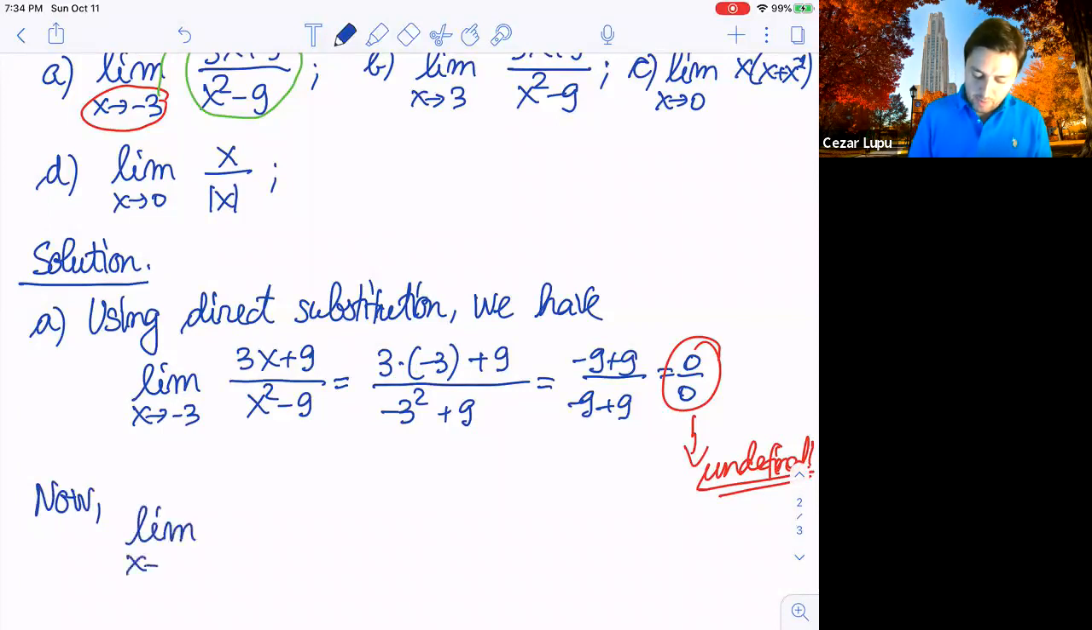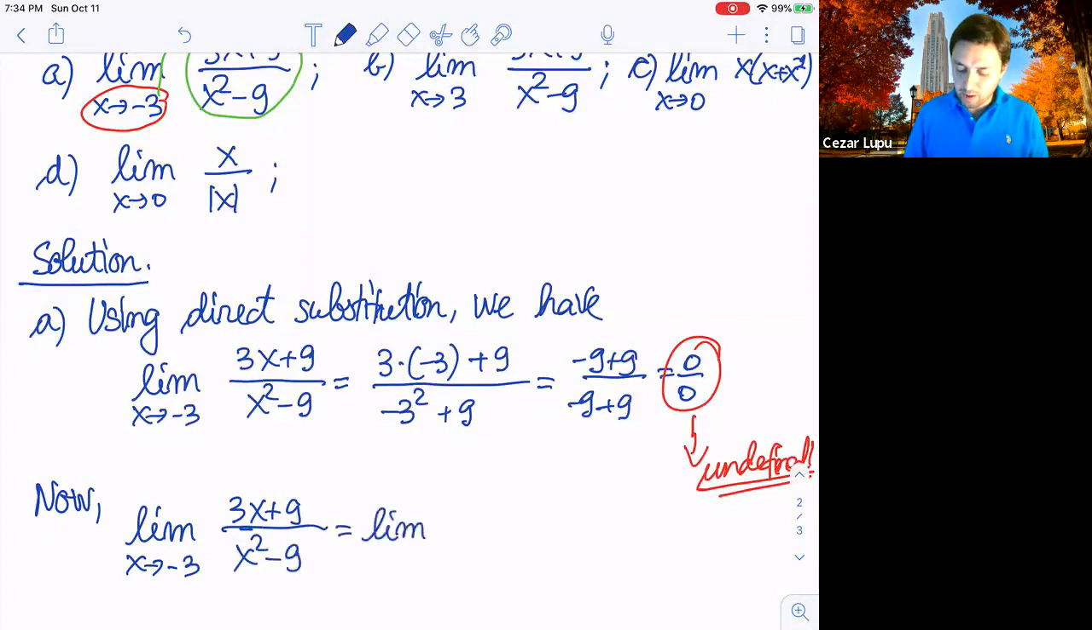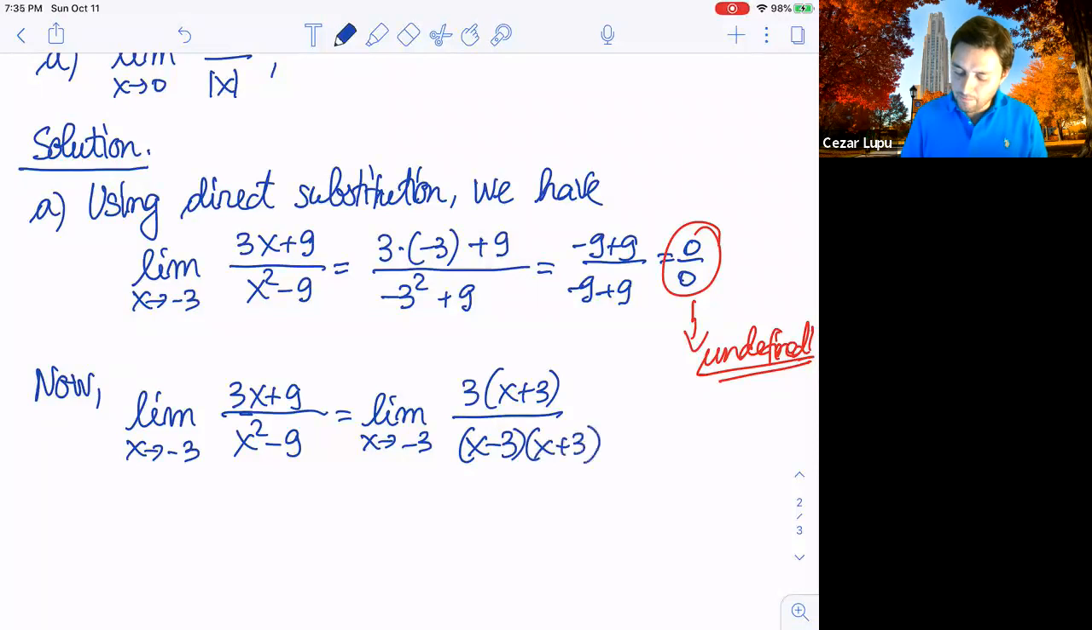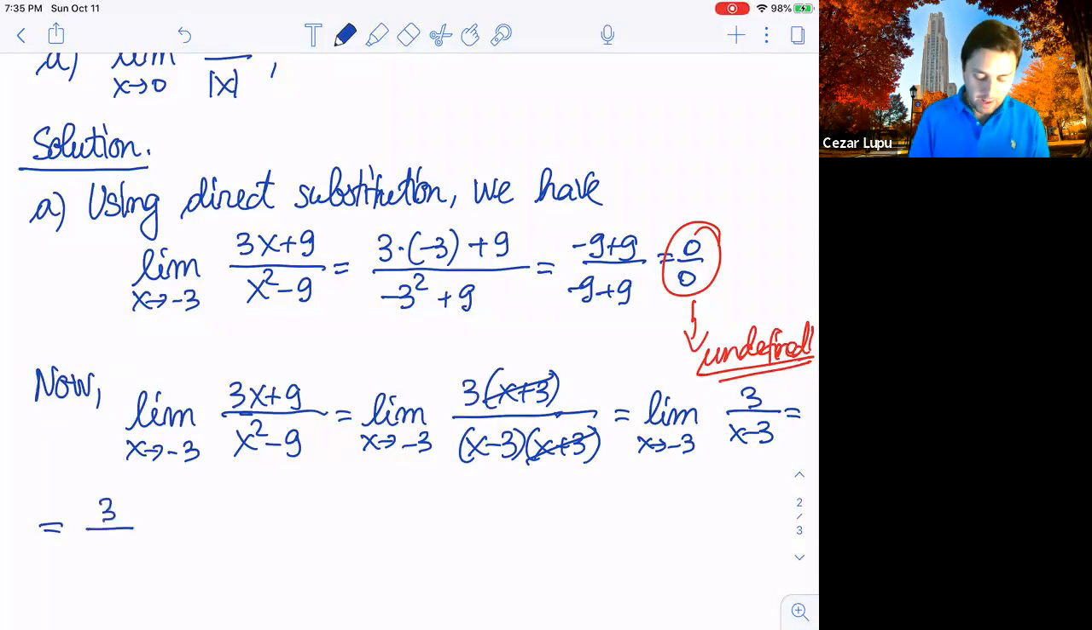Now the limit as x approaches -3 of 3x plus 9, everything over x squared minus 9, we can factor things out here. So this will be the limit as x approaches -3 of 3 times x plus 3. So we can factor 3 on top. And now we can factor the bottom this way: x minus 3 times x plus 3. And now guess what? Look at these guys, how they go away. This will be nothing else than just the limit as x approaches -3 of 3 over x minus 3. Well, if you plug it in, this is nothing else than just 3 over -6, which is -1/2.